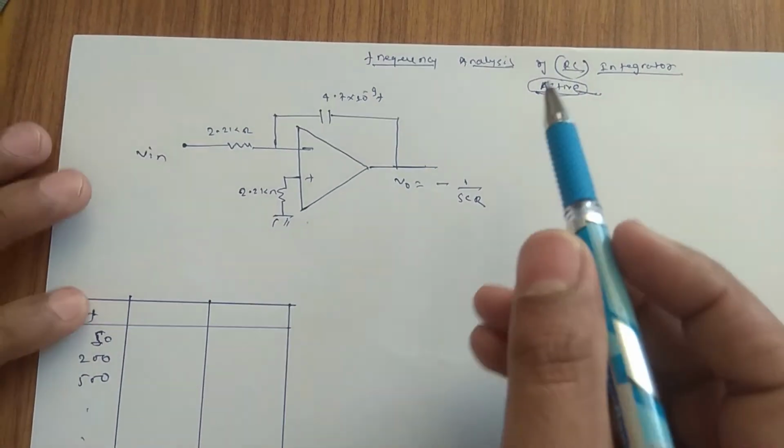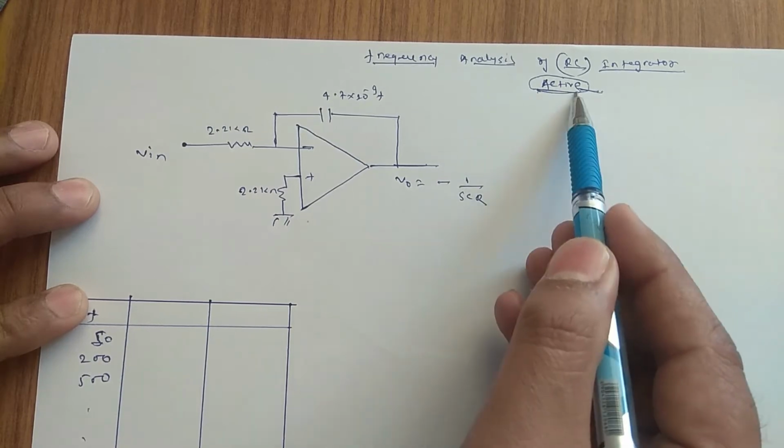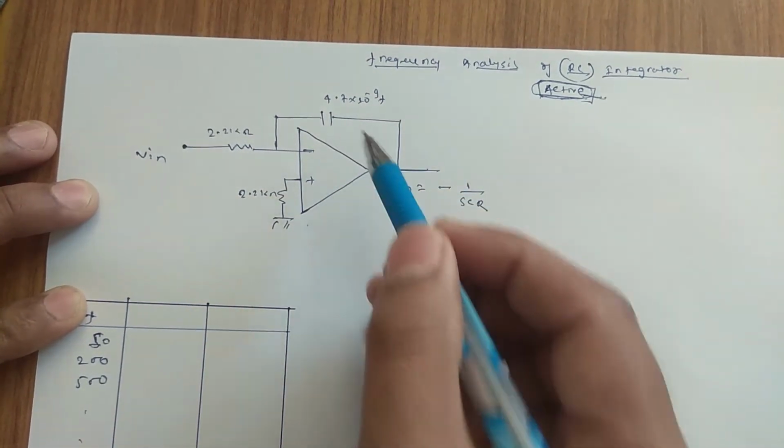Today we are going to see an op-amp working as an integrator. Not only a simple integrator, it is an active integrator. Why is it active? Because we are giving some gain.